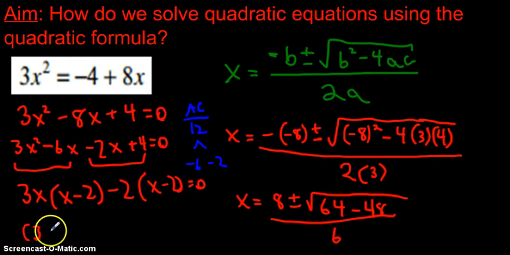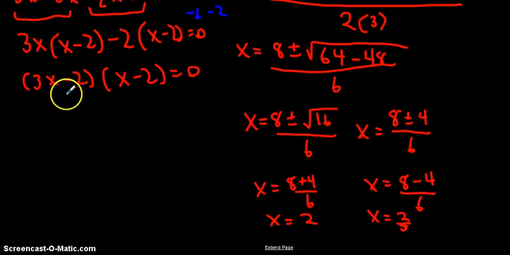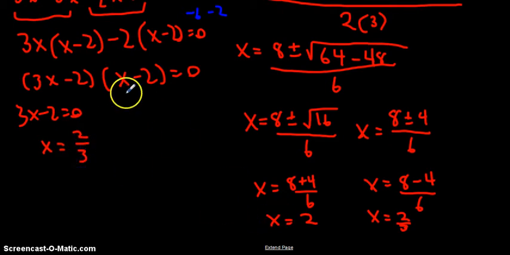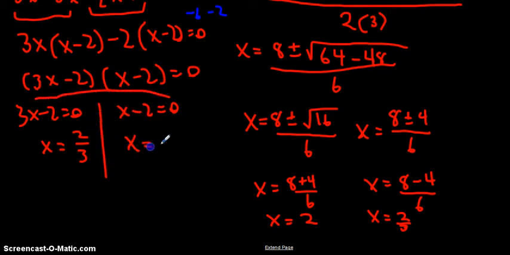So our factors are 3x minus 2 and x minus 2 equals 0. And we get that either 3x minus 2 is equal to 0, which means x is equal to positive 2/3, which is what we got here. And the other case is x minus 2 equals 0, which means that x is equal to 2. So same answers. And the question again becomes, why use the quadratic formula when we can factor?